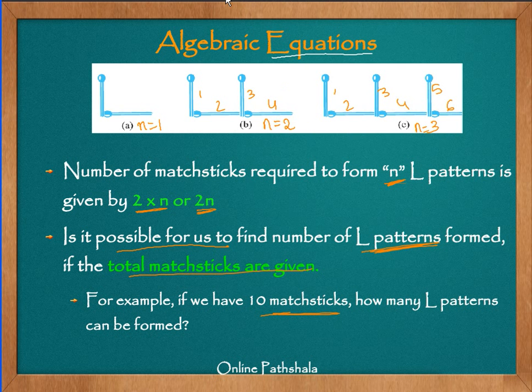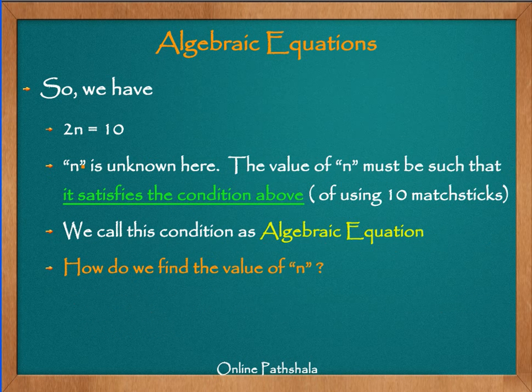A way of doing it would be this. We say that 2N equals 10. Now this 10 is the number of matchsticks. Now N is unknown. N simply means the number of L's that are formed. And what does this condition imply? We are saying that 2N is equal to 10.